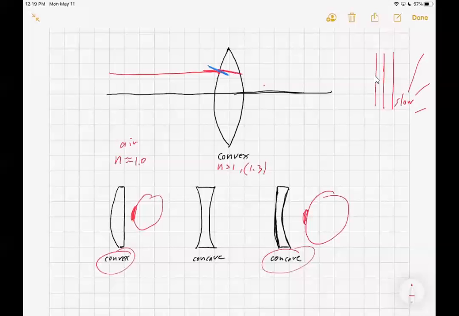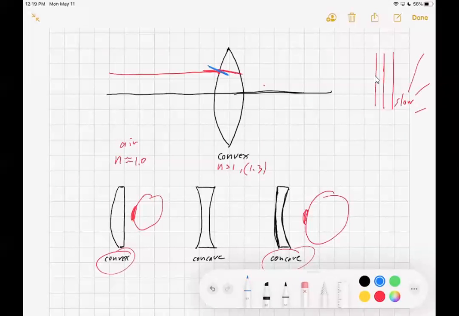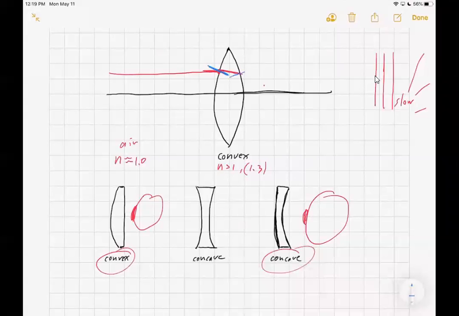So the angle of refraction is smaller than the angle of incidence. So that causes the ray to bend down a little bit, all right? So you could see it would be heading towards perhaps a focal point. But then we have an exacerbating effect, an amplifying effect, if you will, on the other side.